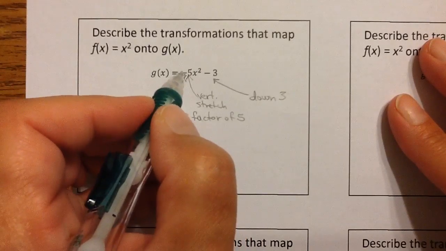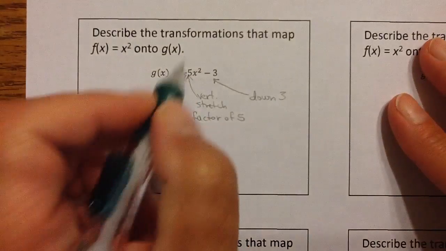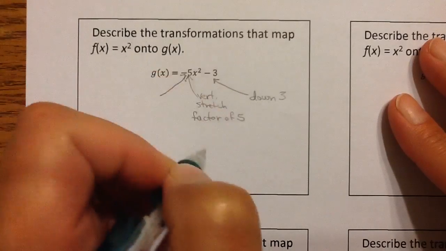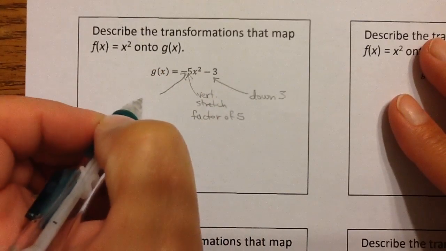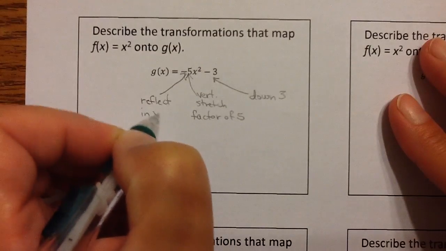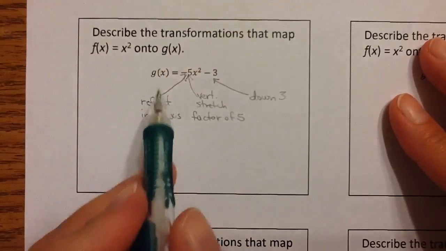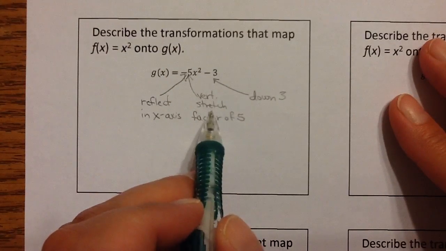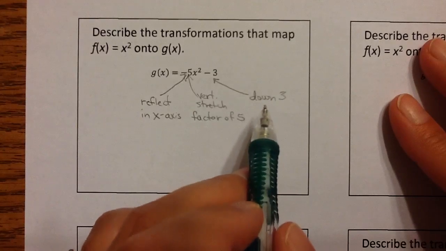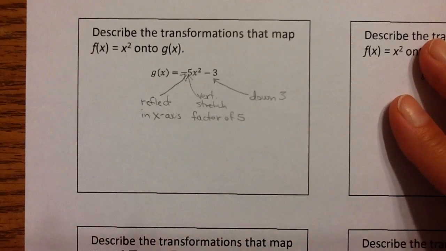This negative is going to take the opposite of the outputs, x squares, which are the y's, flips them top to bottom or bottom to top, so in the y direction, and the x-axis would be the mirror. So that reflects in the x-axis. If I were going to sketch this graph, I would reflect first, stretch next, and move it down last. We always do addition and subtraction last. Order of operations is the boss.